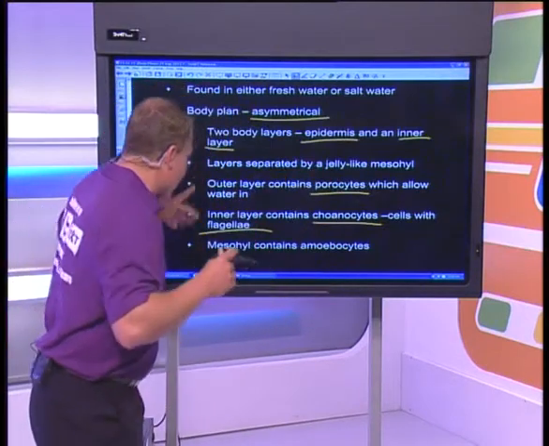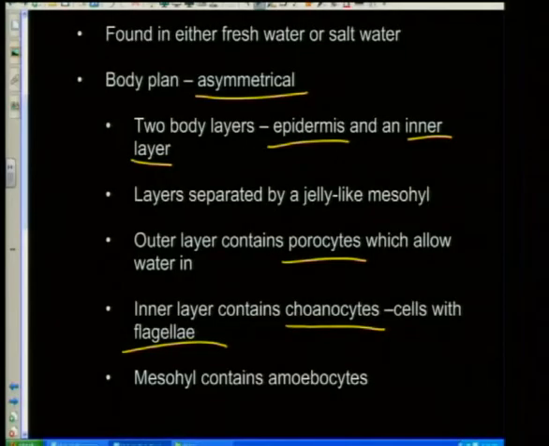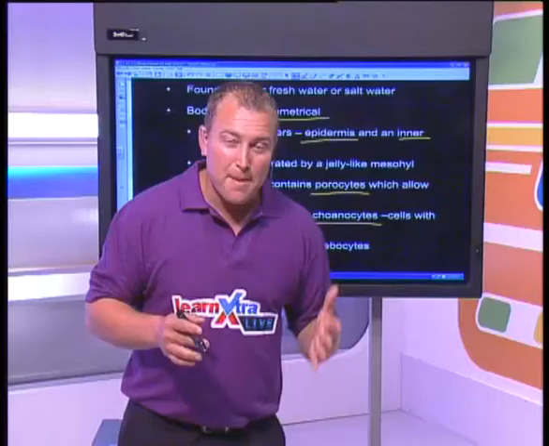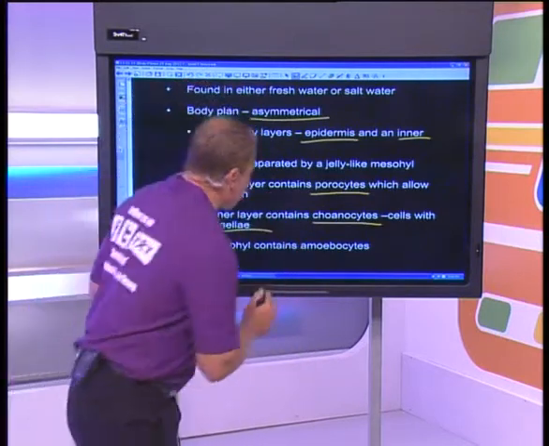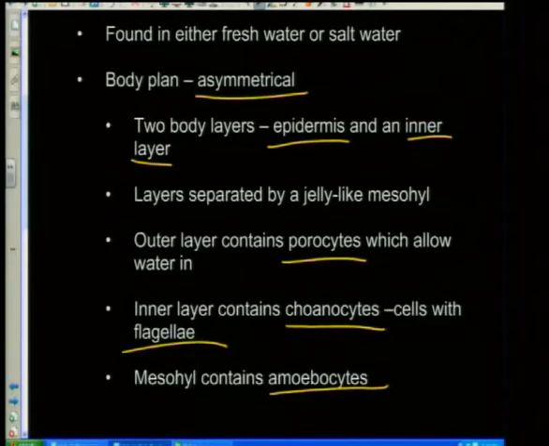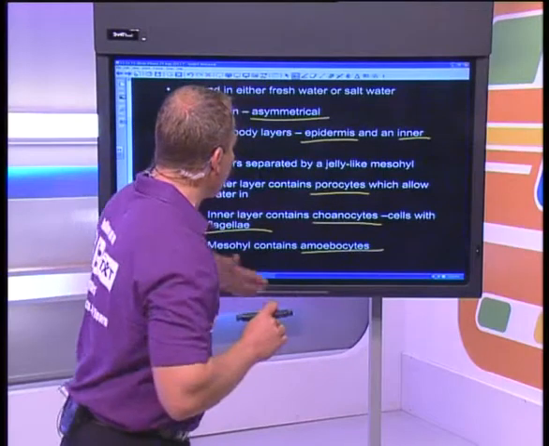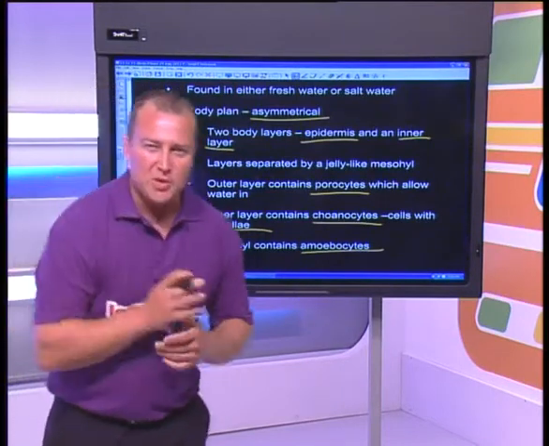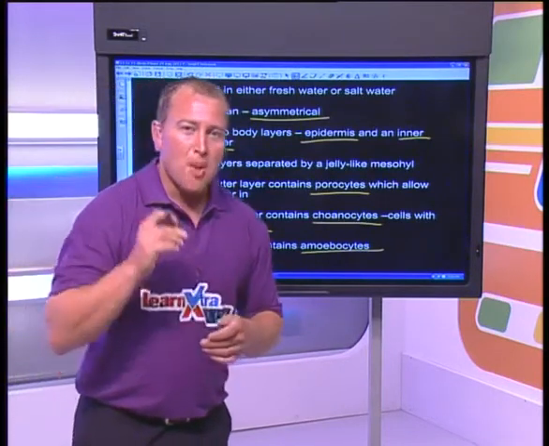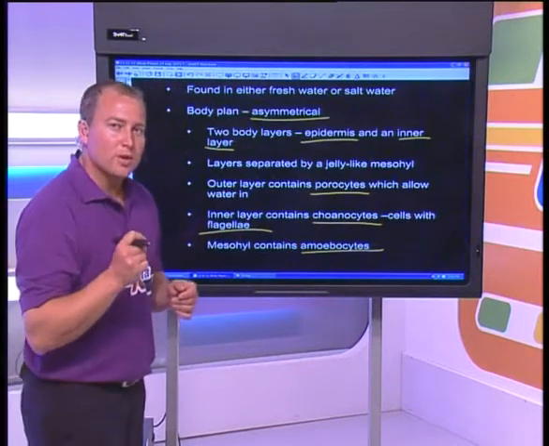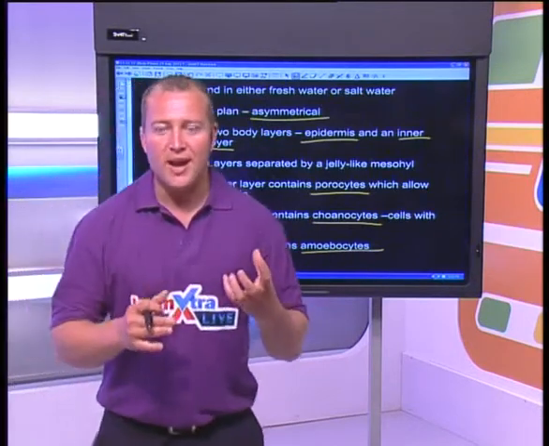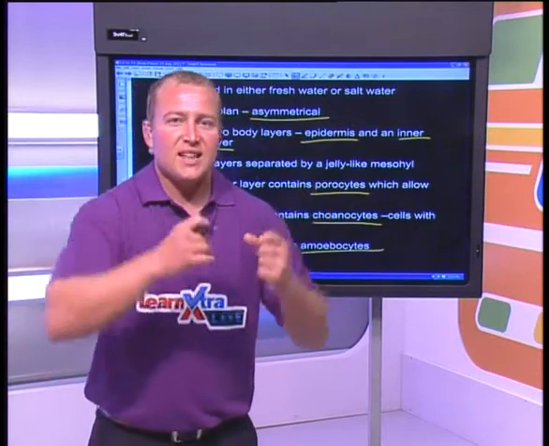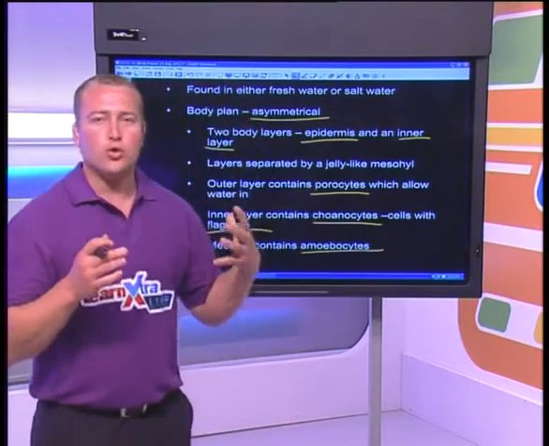And then, of course, your mesophyll. Remember, between the endodermis and the epidermis, we had that jelly-like substance, right? That's your mesophyll, and it contains amoebocytes. You've got amoebocytes in you at the moment, okay? Amoebocytes do a specific job. Amoebocytes actually go in and they eat things. So they absorb food by eating it.